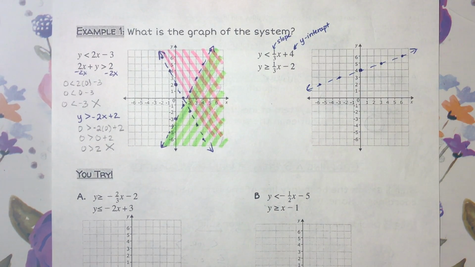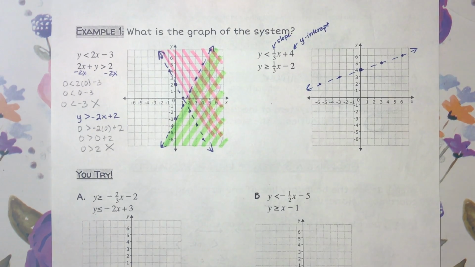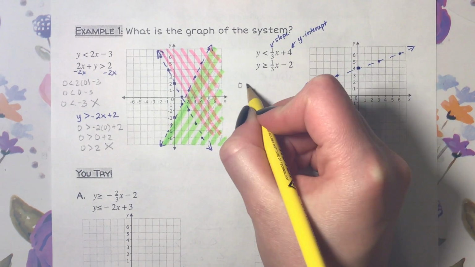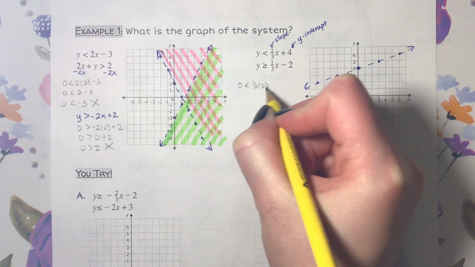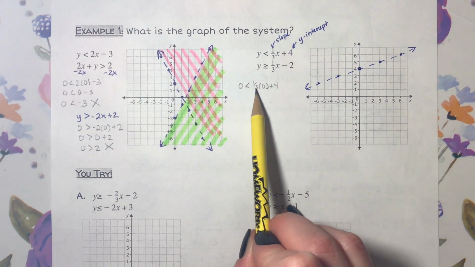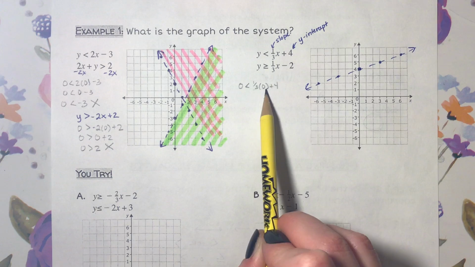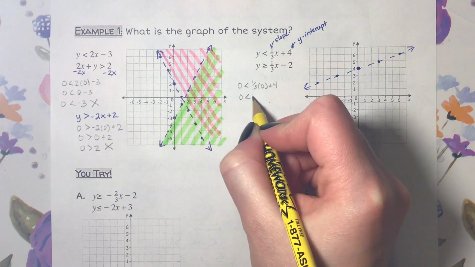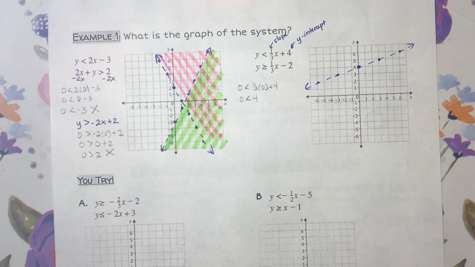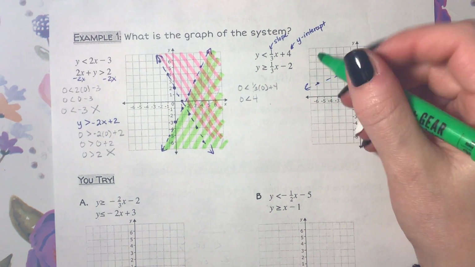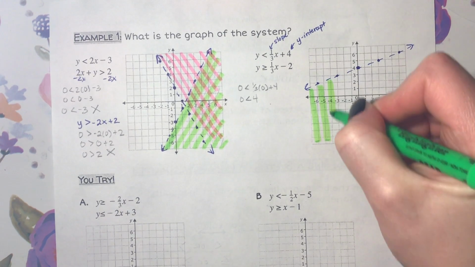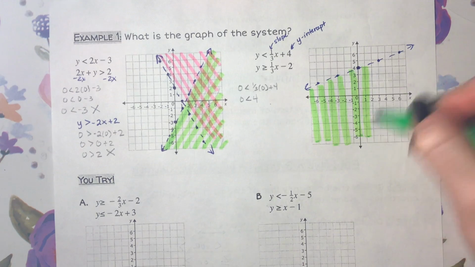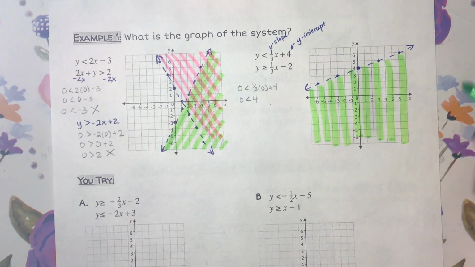And then I need to determine what side do I shade on. Well, I can easily plug in the point 0, 0, so let's do that. That's going to be 0 is less than 1/3 times 0 plus 4. Now 1/3 times 0 is 0, and 0 plus 4 is 4. So I have 0 is less than 4. Is that true? Yes, it is. So I am going to shade everything on the bottom side of this line, because that's on the same side as the solution 0, 0.